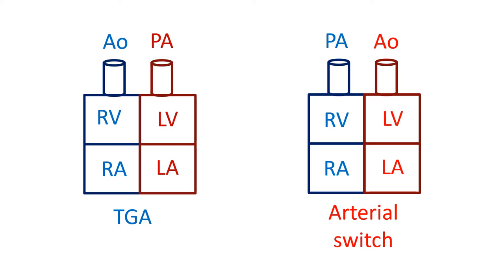So, though the position of arteries is not corrected, the type of blood which they receive are those which they should have received normally. Hence, it is a functional correction of transposition of great arteries. Just as we say, double negative becomes positive.